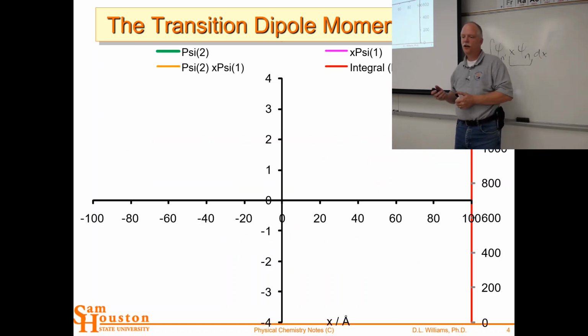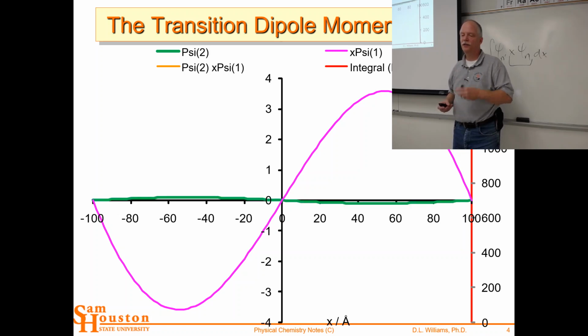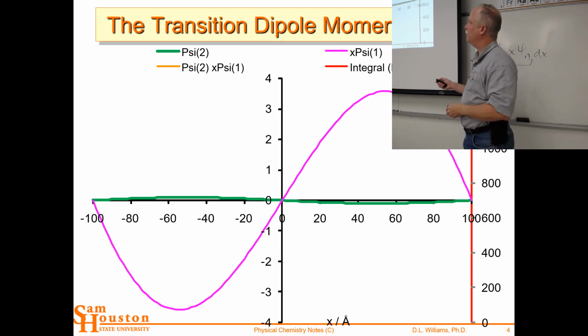And so let's talk about this transition dipole moment integral, doing it in Excel. We have that perturbed wave function, x times psi. And then we have the state we're going to, so psi 2. That's not very high amplitude, but that's what it is. Once we multiplied that ground state by x, it got pretty big.